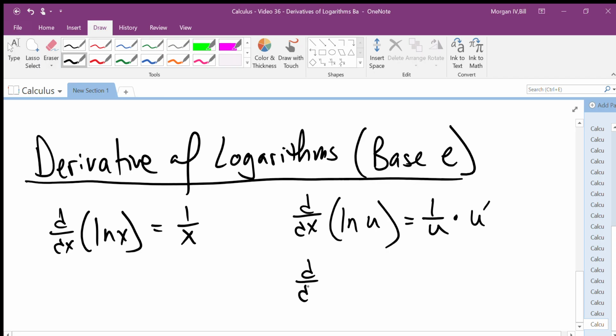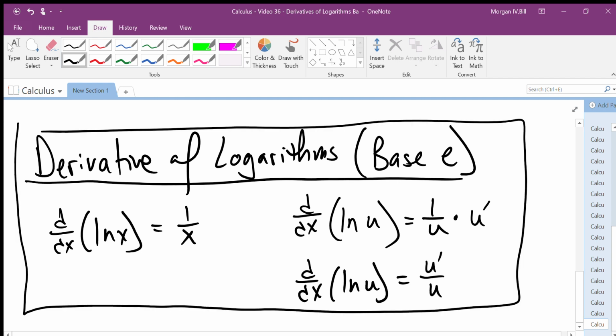And often we write it like this. The derivative of the natural log of u is equal to, instead of 1 over u times u prime, we can take that u prime in the numerator and think about that as u prime over u. And that's typically the way we think about the derivative of the natural log of u, is u prime over u.